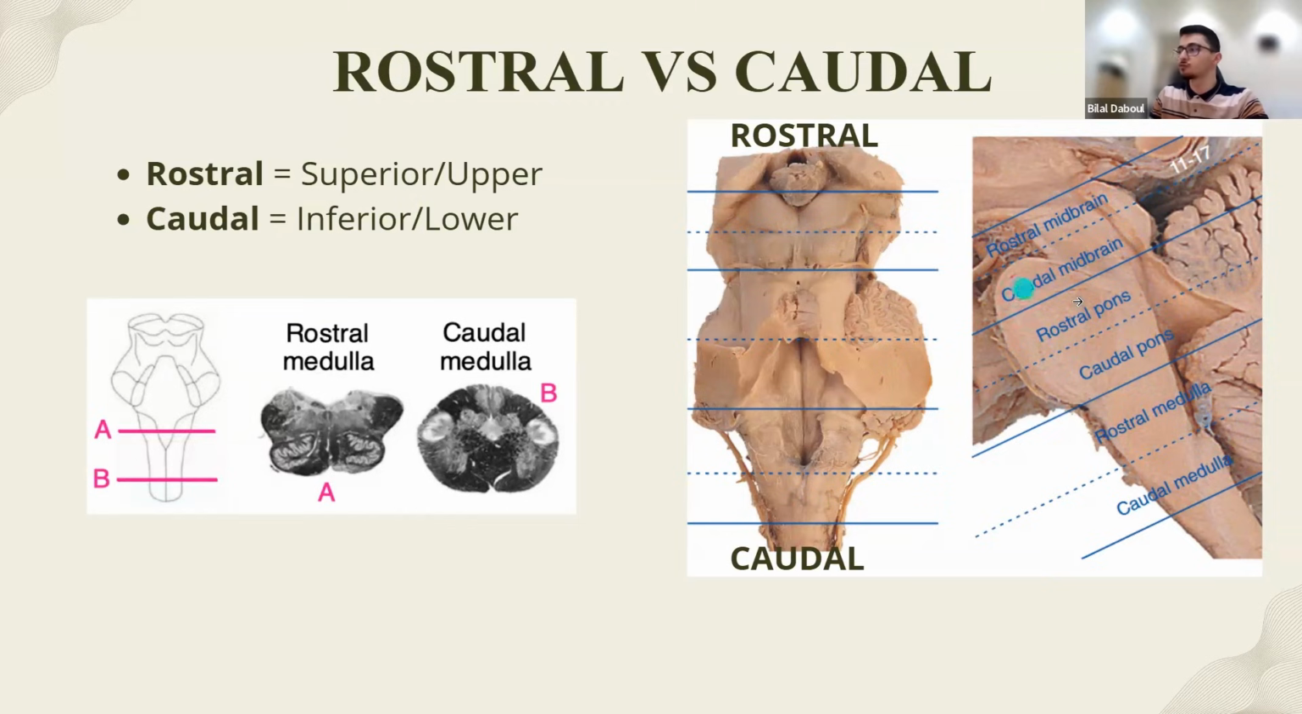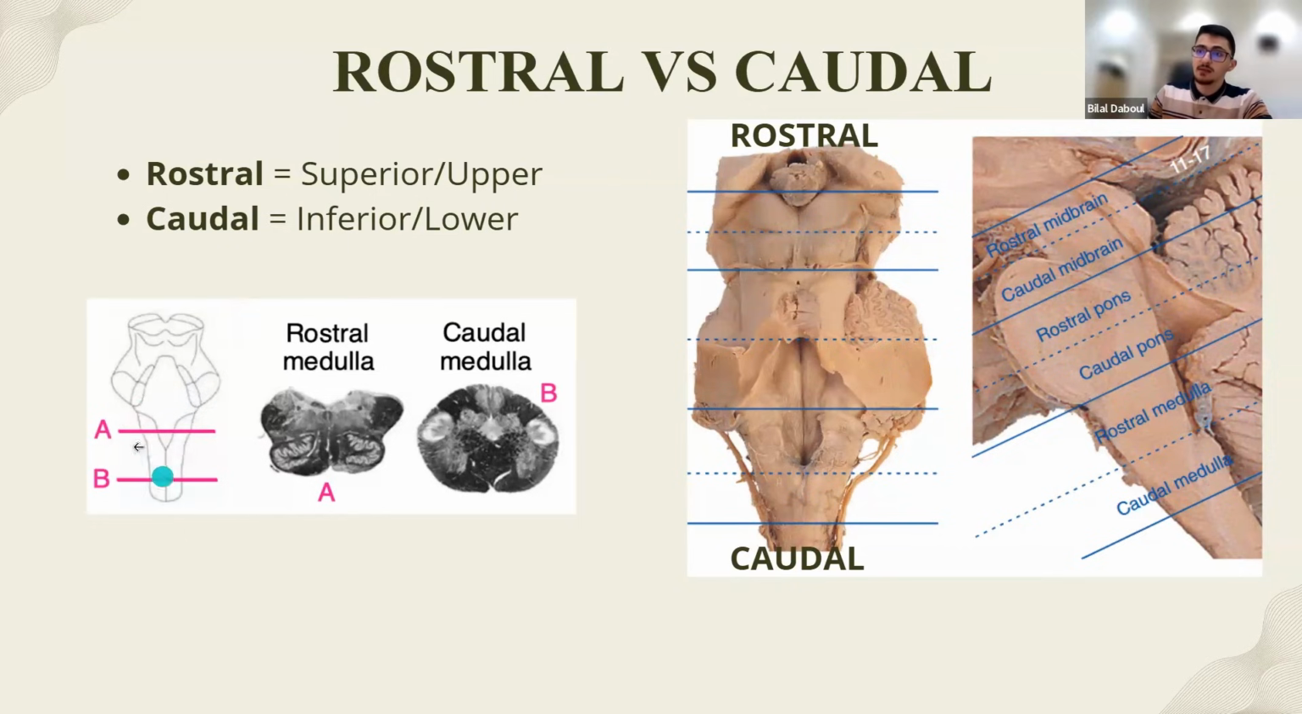So we can say essentially that, for example, the pons is rostral to the medulla, meaning it's superior to the medulla. We can say that the midbrain is rostral to the pons, the same thing. This is the rostral pole, and that's the caudal pole or the inferior pole. Cauda simply translates to tail in Latin, so towards the inferior aspect of the body.